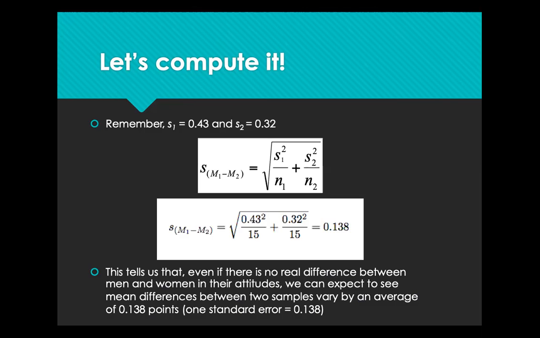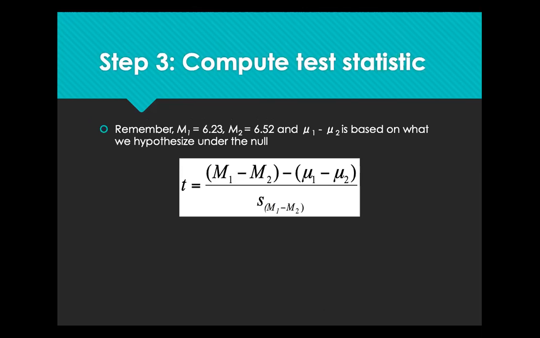understand that. Okay, now we are ready to compute the test statistic because we have all the pieces of this t test statistic formula. And remember, we have the mean of group 1, the mean of group 2, and the second part of that numerator there, the population mean 1 minus population mean 2, is based on what we hypothesize under the null. And again, that's going to be 0, right?